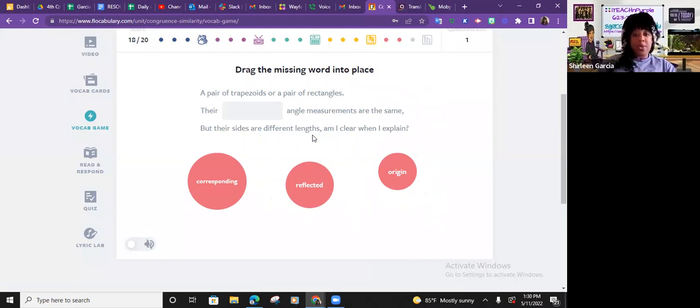A pair of trapezoids or a pair of rectangles. Their blank angle measurements are the same, but their sides are different lengths. Am I clear when I explain? So the A and the E are in the same spot. The D and the B are in the same spot. And the C and the F are in the same spot. That's locations, right? But they're different sizes. So would that be corresponding, reflected, or origin?